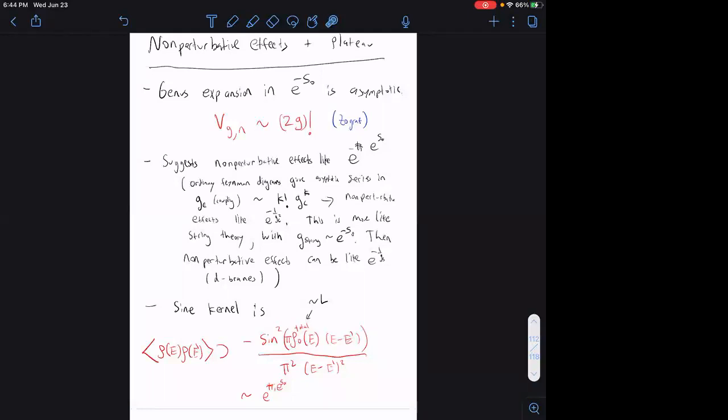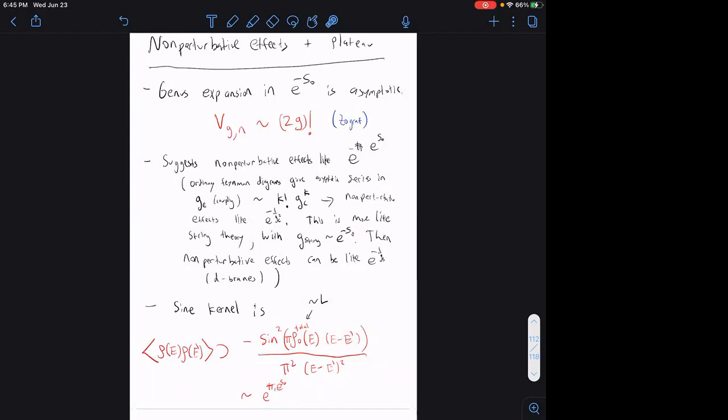And that's not surprising because we're summing over these spacetimes, which look like string worldsheets. So if we think about e to the minus S naught as a string coupling, the non-perturbative effects we expect are like e to the minus 1 over g_string. Those are the typical weights of D-brane effects in string theory.